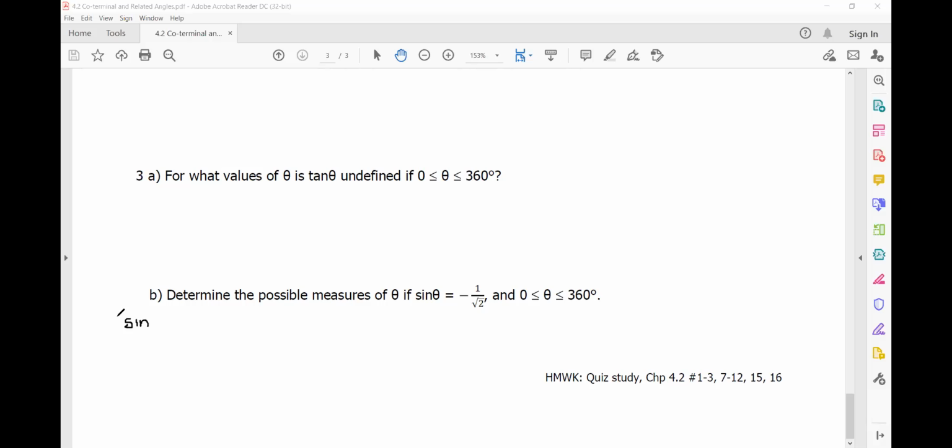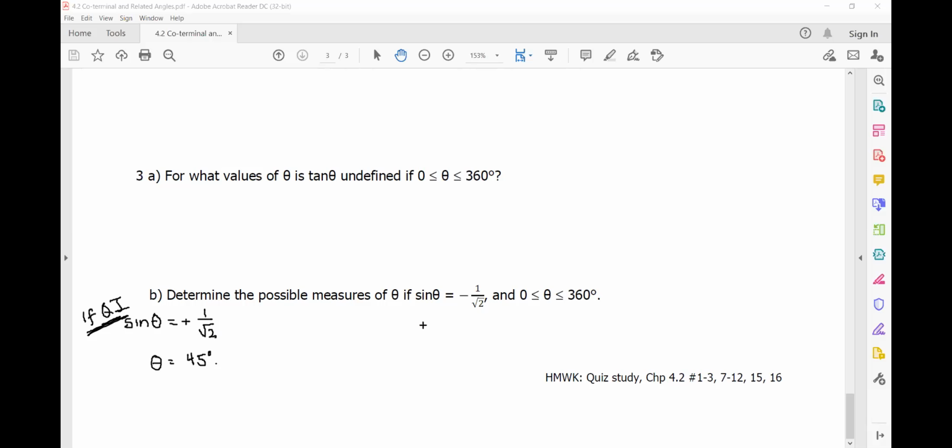Let's pretend this angle was actually in quadrant 1. If that's the case, all values would have been positive. So what angle gives me a sine ratio of 1 over root 2? Special triangles, 45 degrees. If this was in quadrant 1, the angle would have been 45 degrees.